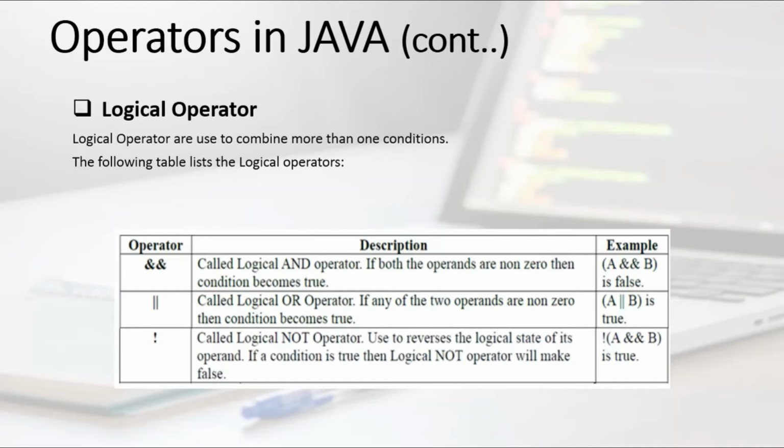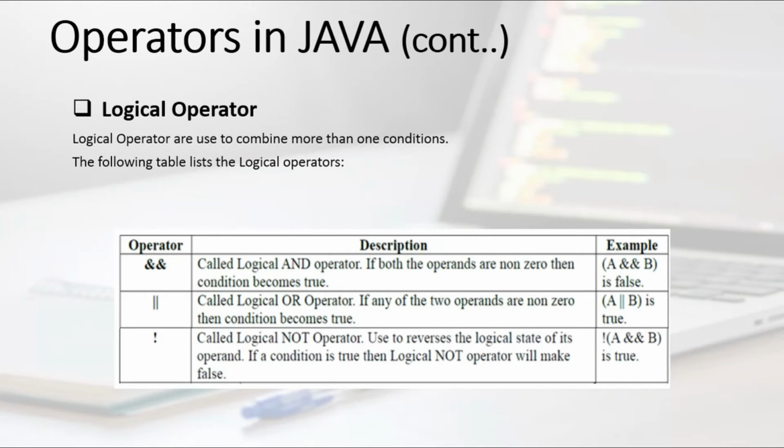And the logical not operator is used to reverse the logical state of its operand. If a condition is true, then the logical not operator will make it false. Means you can say that if you have assigned a value or condition that is false, then it will return true.